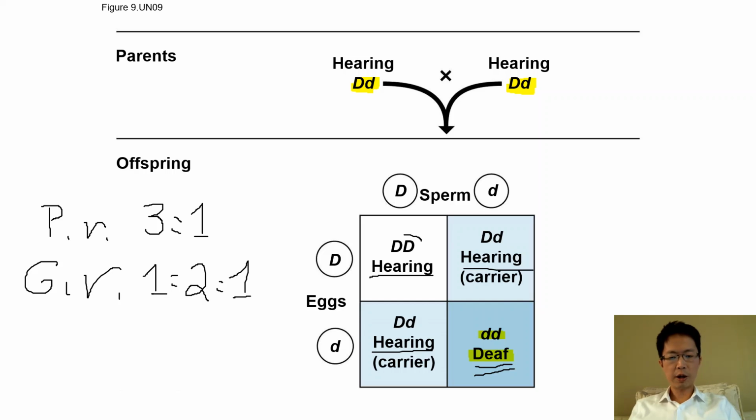Because we have 1 homozygous dominant, and then we have 2 heterozygous dominant, and we have 1 homozygous recessive. So the genotypic ratio is also 1:1. I hope you got it correct.